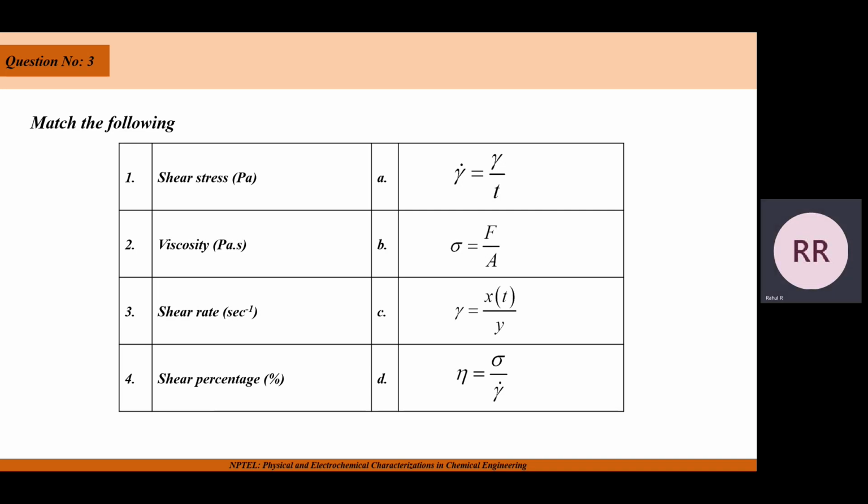I think you had enough time to work out the answer for yourself. Now let me discuss the answer with you. The first one is shear stress. The formula to calculate shear stress is force by area. Shear stress is given by sigma is equal to F, which is force, divided by A, that is the area.